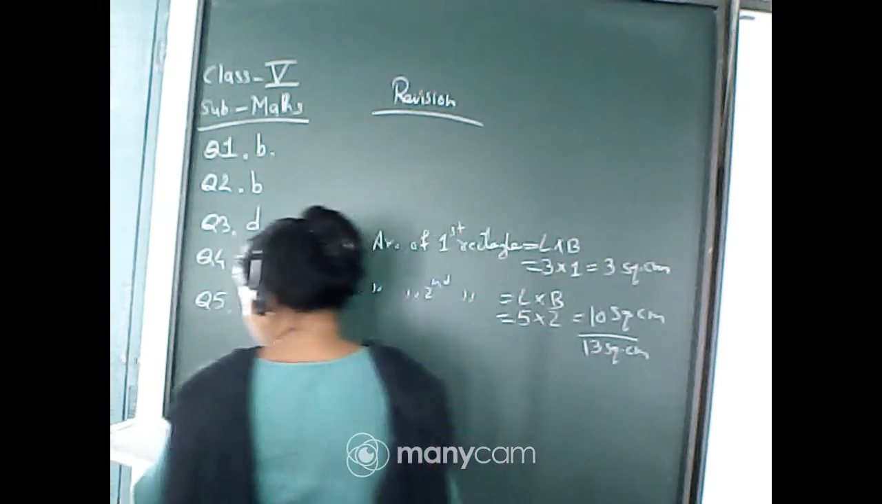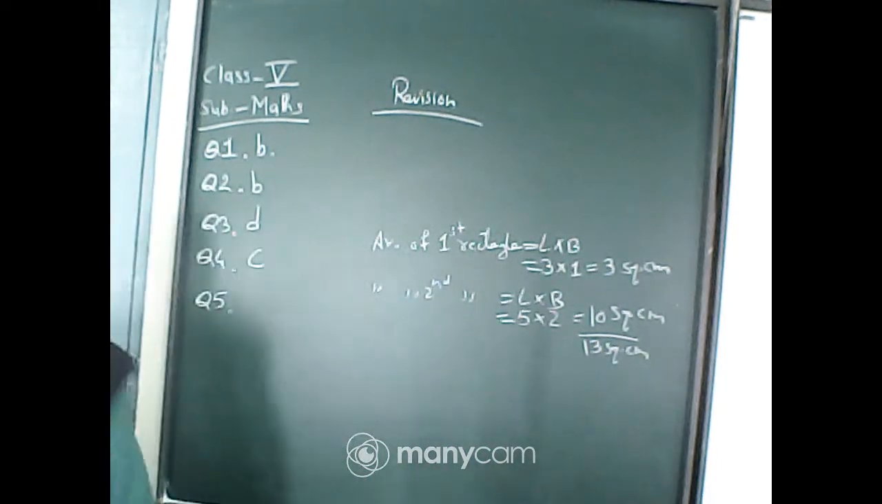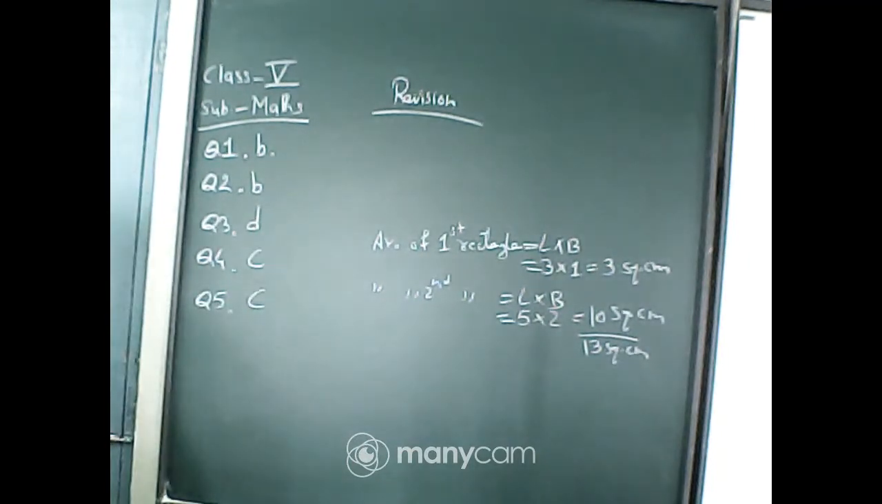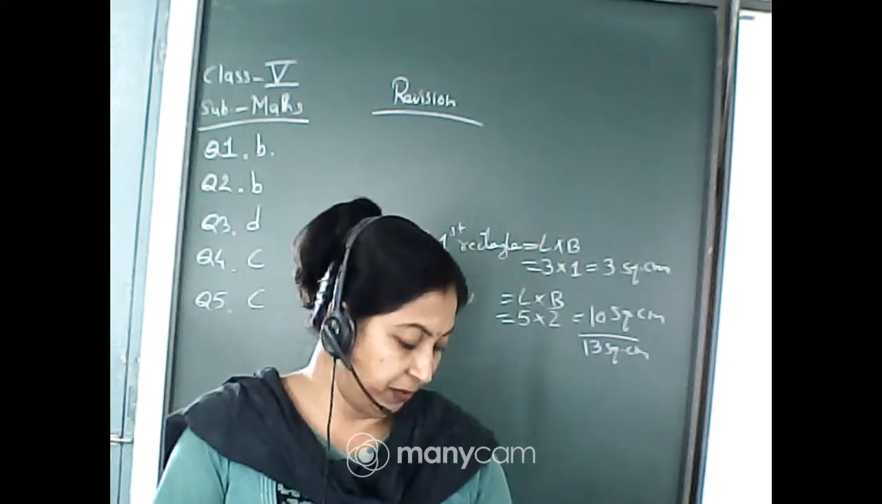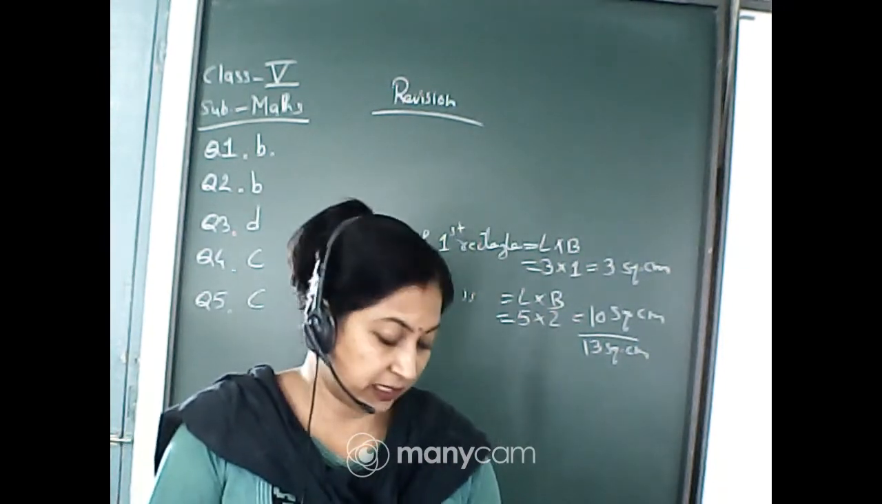That means option number C. So for question number 5, the correct answer is option number C, which is 13 square centimeter. Now come to question number 6.